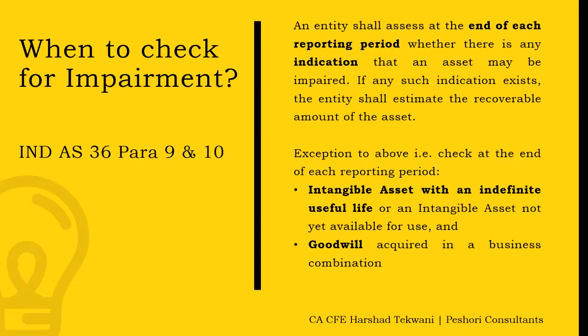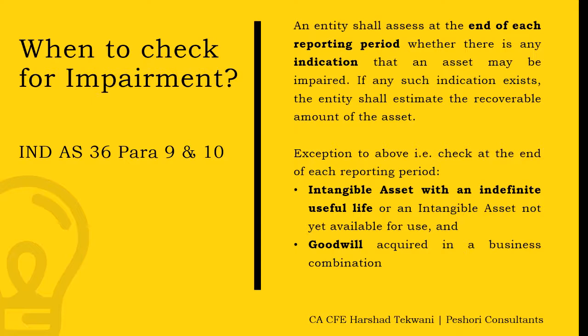Second is intangible asset not yet available for use. In that case, again, we are not supposed to check for indication. We directly need to perform the impairment analysis. Third is the goodwill acquired in the business combination. In that case also, we are not supposed to check for the indication.